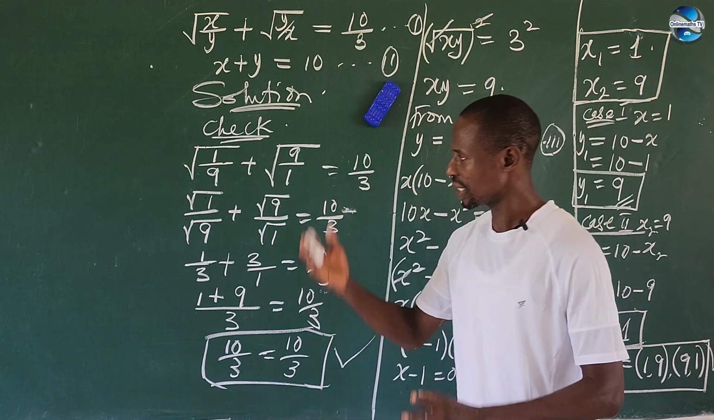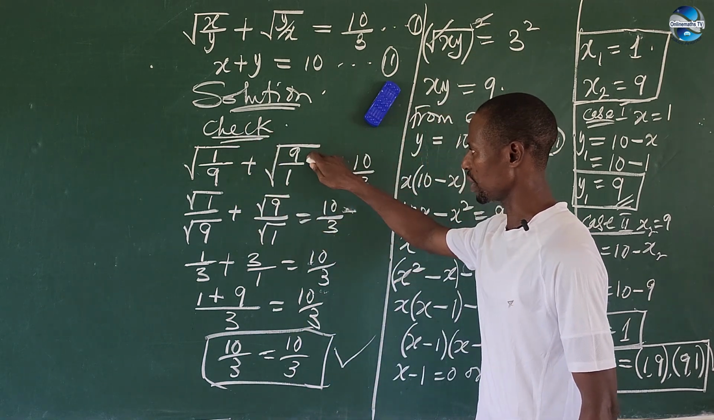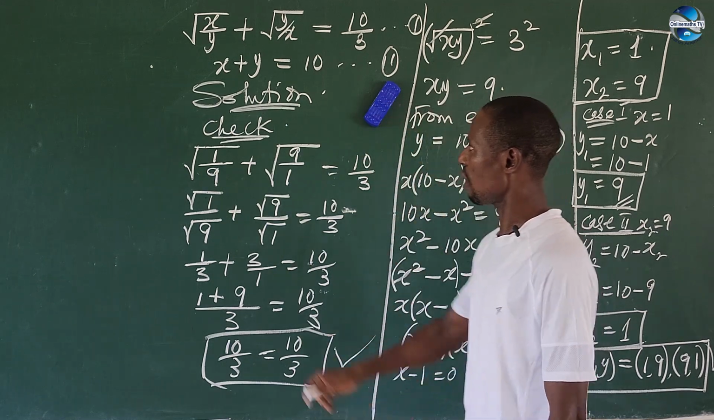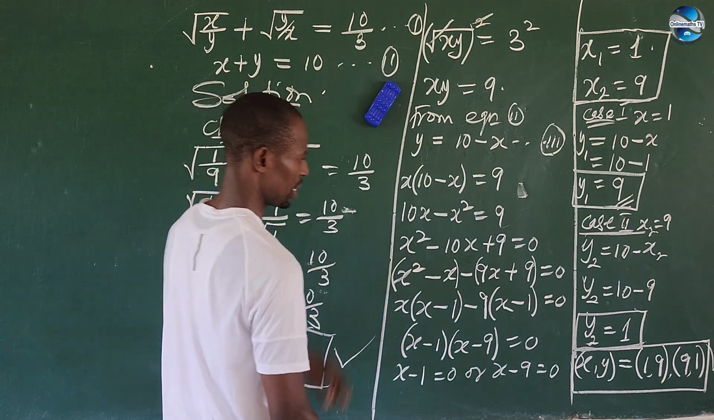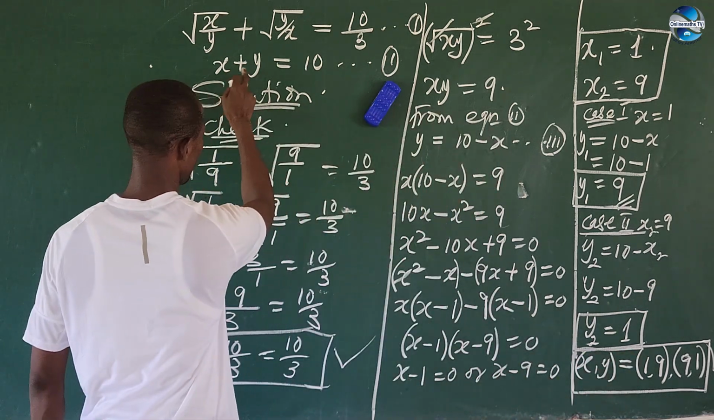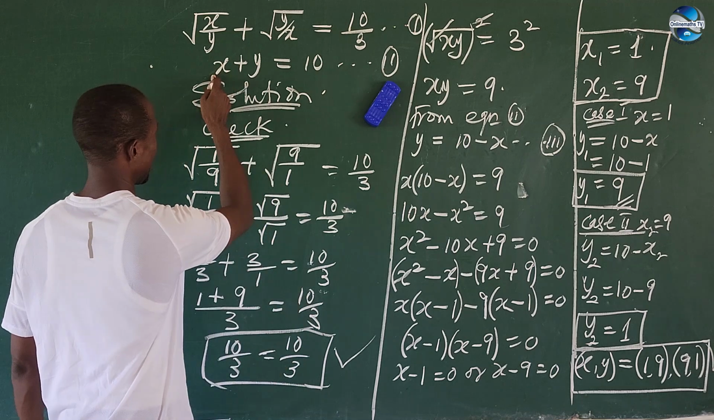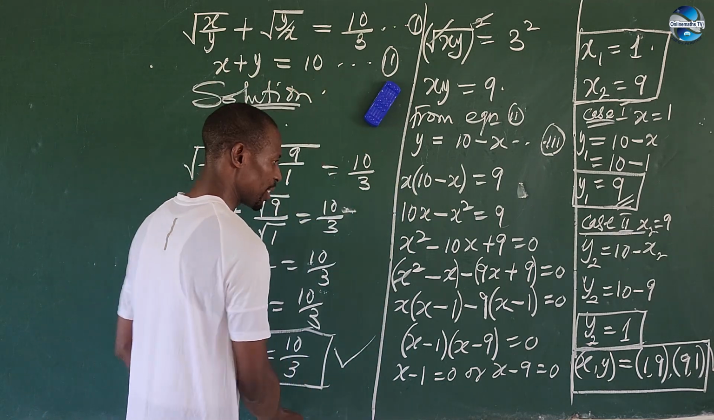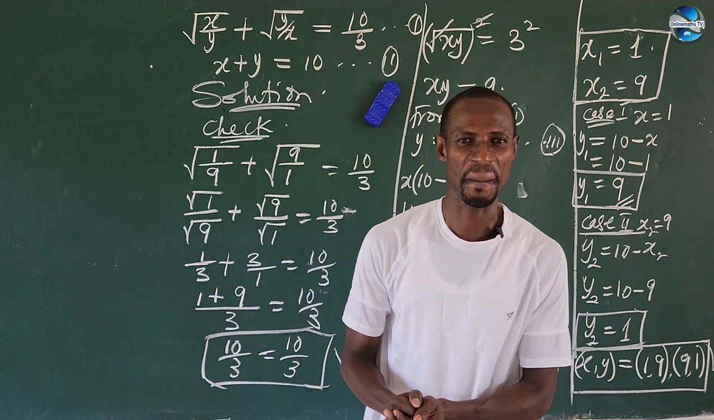Again, if we change the narrative, we put in 9 here and 1 here, then 1 here, 9 here, it will still give us the same answer. And if we try that for our equation 2, what is our x? So let's put in 1 there. This will now be 1 plus 9. 1 plus 9 will give us 10. Or your 9 plus 1 will give us 10. So this shows that the two roots which we solved for satisfy the original equation.